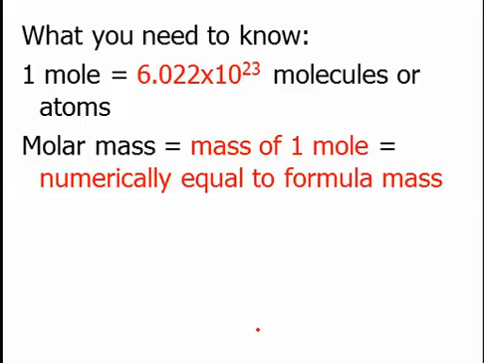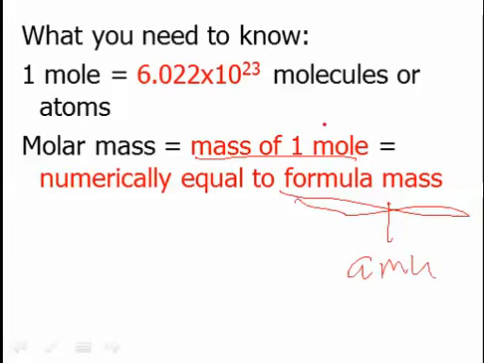You need to know that one mole is 6.02 times 10 to the 23rd molecules or atoms. That's what we'll think of it mostly in chemistry. It's going to be atoms or molecules. And the other thing is the molar mass, which is the mass of one mole, is numerically equal to the formula mass. And formula mass is what we have been finding, except we've been using units of AMU for that. Well, now we're going to be finding molar mass, and we're going to be using units of grams. It's calculated the exact same way as before.